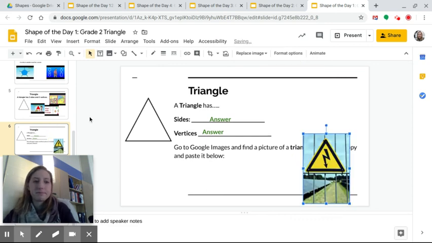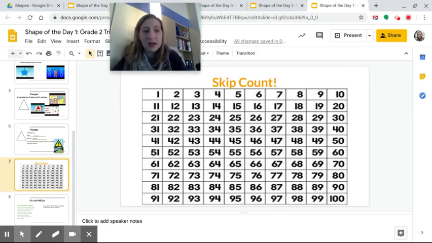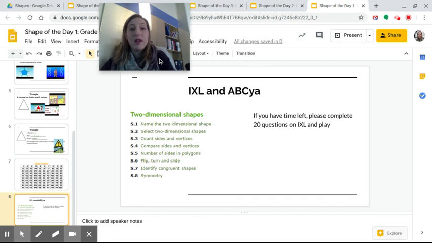When you're finished that, you'll do some skip counting. And then if you have some time, you're going to go to IXL and ABCYA, go into 2-dimensional shapes. That's 2D shapes. Have a lot of fun.